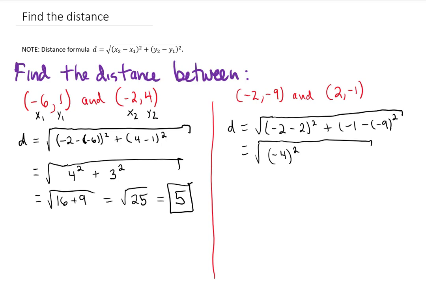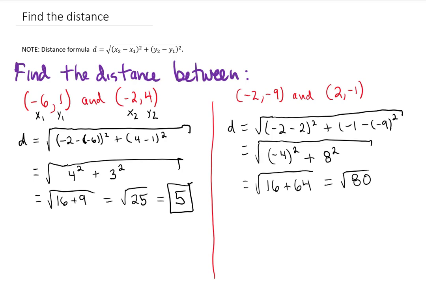plus, let's see, -1 minus -9 would be -1 plus 9, which is an 8, so I guess this one would be an 8 squared. So now we have square root of 16 plus 64, also known as square root of 80.